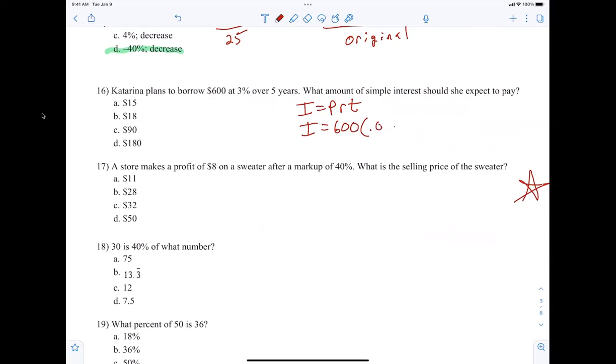Times 0.03, yes. Times what? You're awesome. All right, so what did that come out to be? Is that good? 90? Everybody happy with 90 on that? No? Well, it's right there. You got to type it in on your calculator real quick.